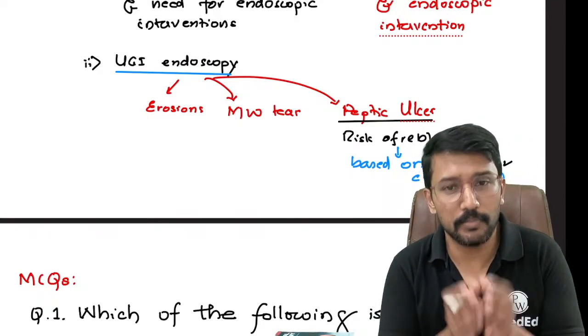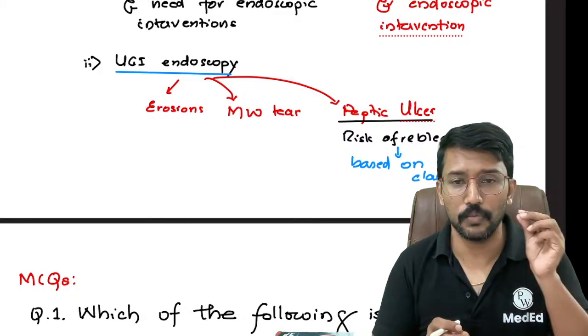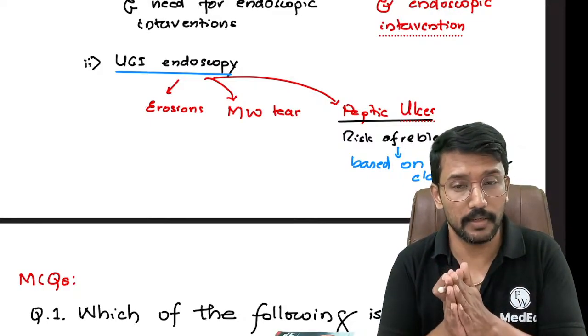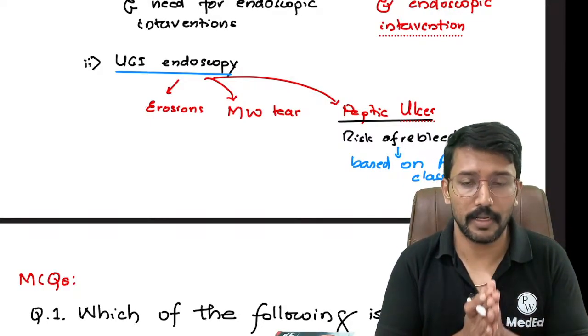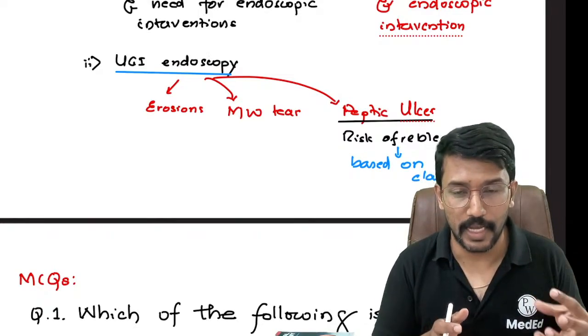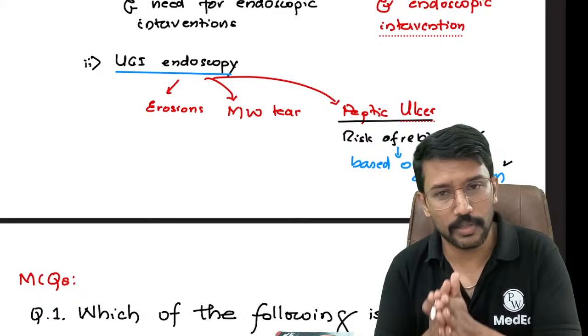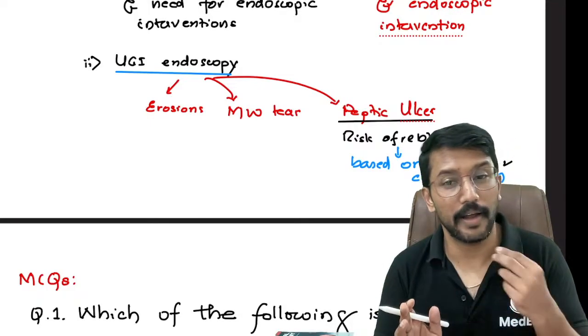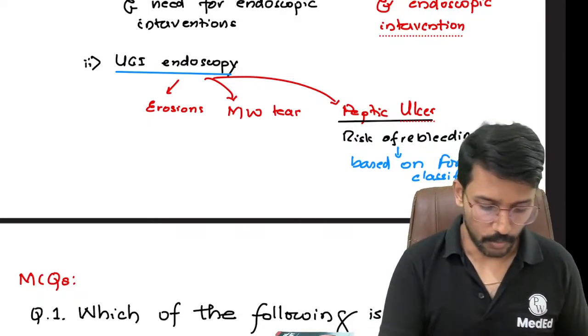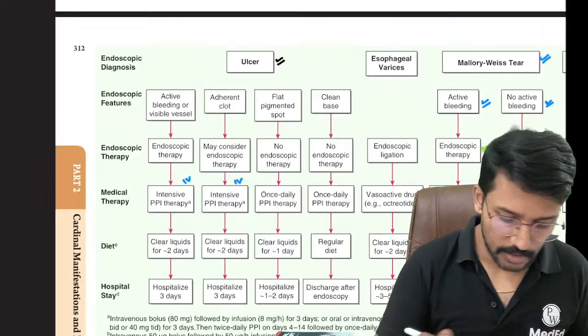So if I have a patient bleeding from peptic ulcer, step number one is to assess the risk of rebleeding based on the Forrest classification. And if there is a high risk of rebleeding, the patient requires IV pantoprazole, endoscopic intervention and hospitalization. If low risk of rebleeding, maybe OPD treatment and oral pantoprazole. Clear? Okay. Now what about the patients having esophageal varices?